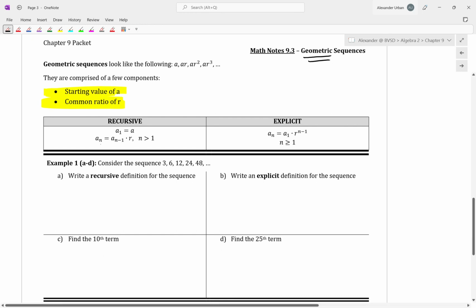Again, we have this recursive formula, and the recursive formula will use our previous term times our common ratio. Fact of the matter, though, is you have to have your previous term. So this one doesn't seem that useful unless you are of a different mindset. Then we have our explicit formula, which takes our first term times our common ratio raised to the n minus 1.